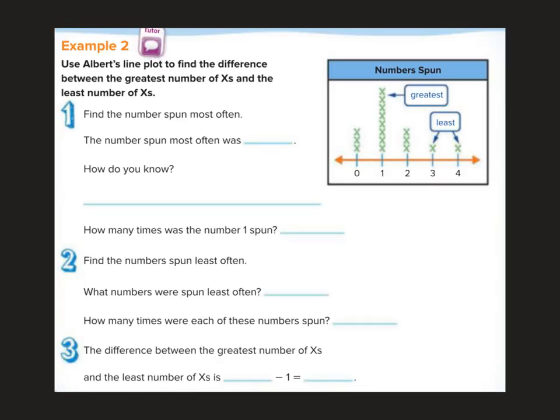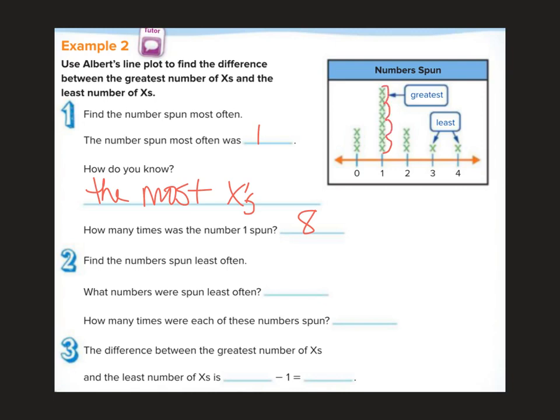Use Albert's line plot to find the difference between the greatest number of X's and the least number of X's. Okay, so the greatest would be number 1. It has 1, 2, 3, 4, 5, 6, 7, 8. The number most often spun was number 1. How do you know? Because it's the tallest. Has the most X's. How many times was it spun? 8. We counted. 2, 4, 6, 8.